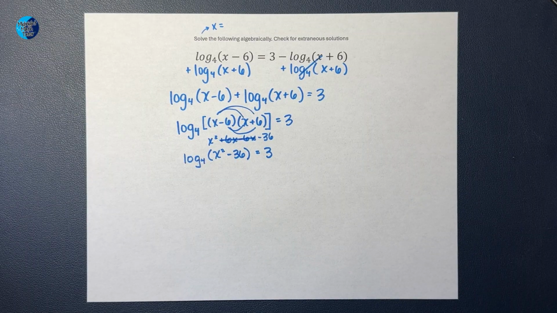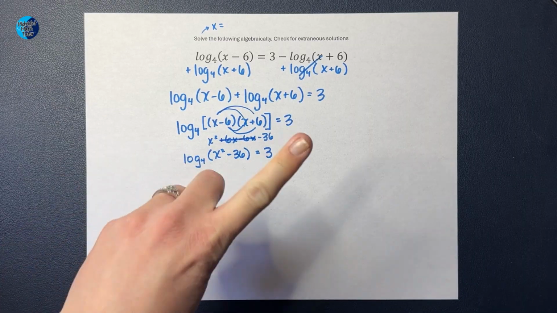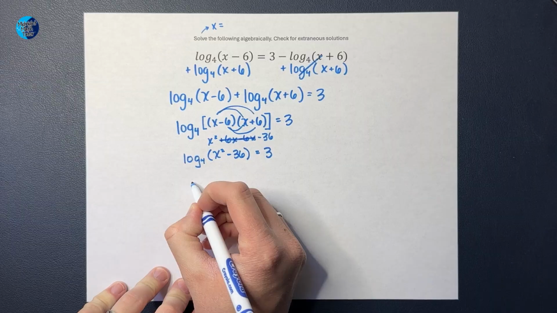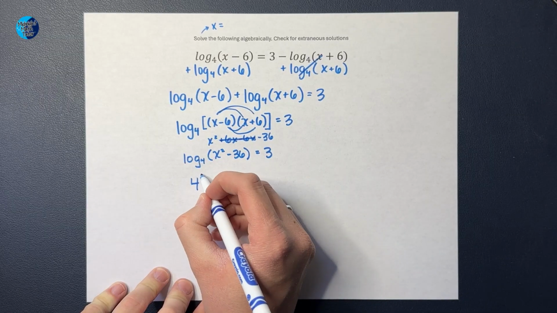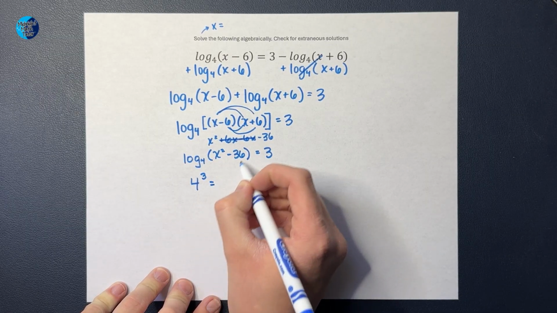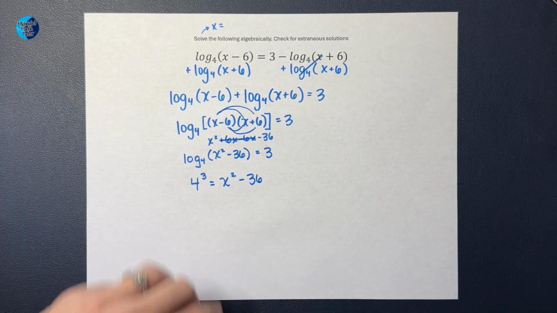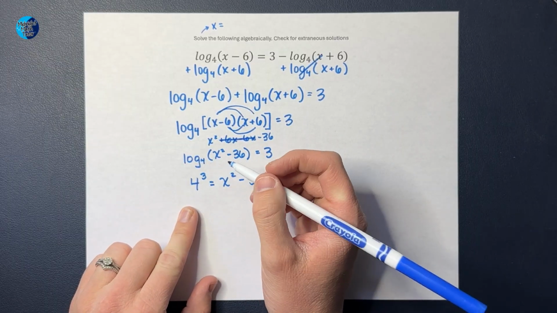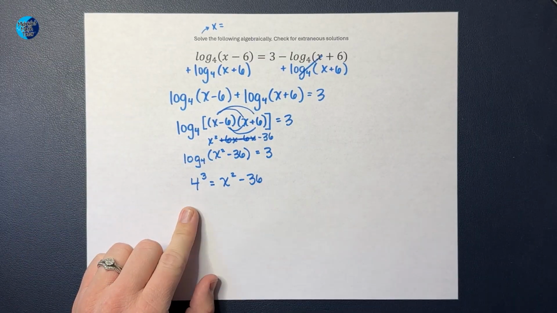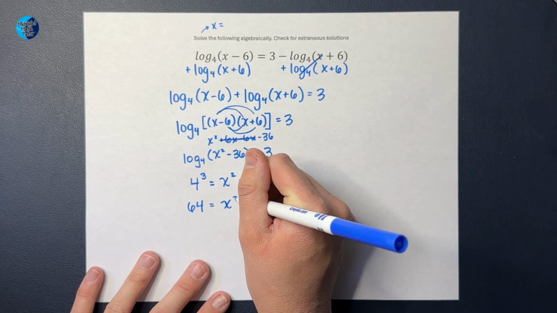Okay, now what? Now I'm going to rewrite this log in exponential form. If you need a review on this, I'll have a video in the corner. But 4 is my base, so I'm going to have 4 to the power of this number, 3, is equal to what is inside my parentheses, x squared minus 36. Okay, I'm getting closer to having my x alone, but we still got some stuff going on. First of all, I want to know what 4 to the third is. So that's 4 times 4 times 4, which gives me 64, equals x squared minus 36.